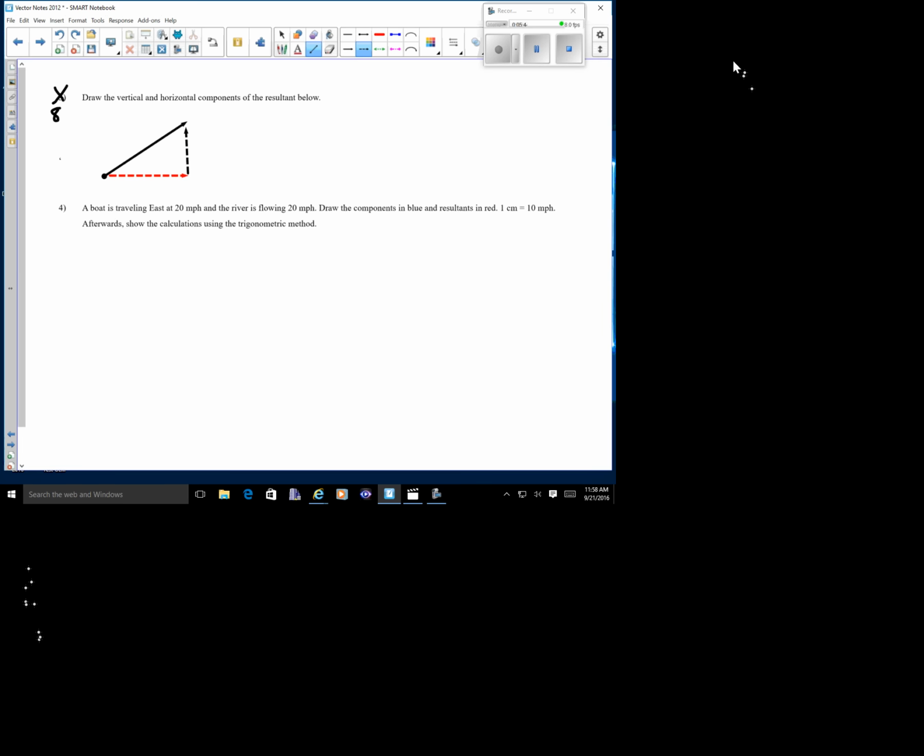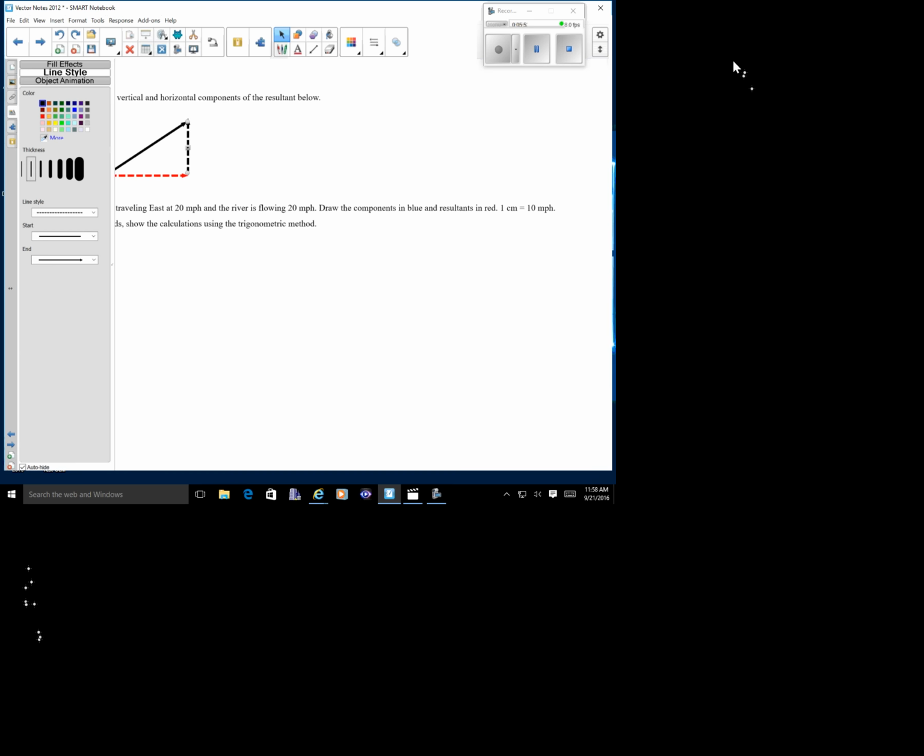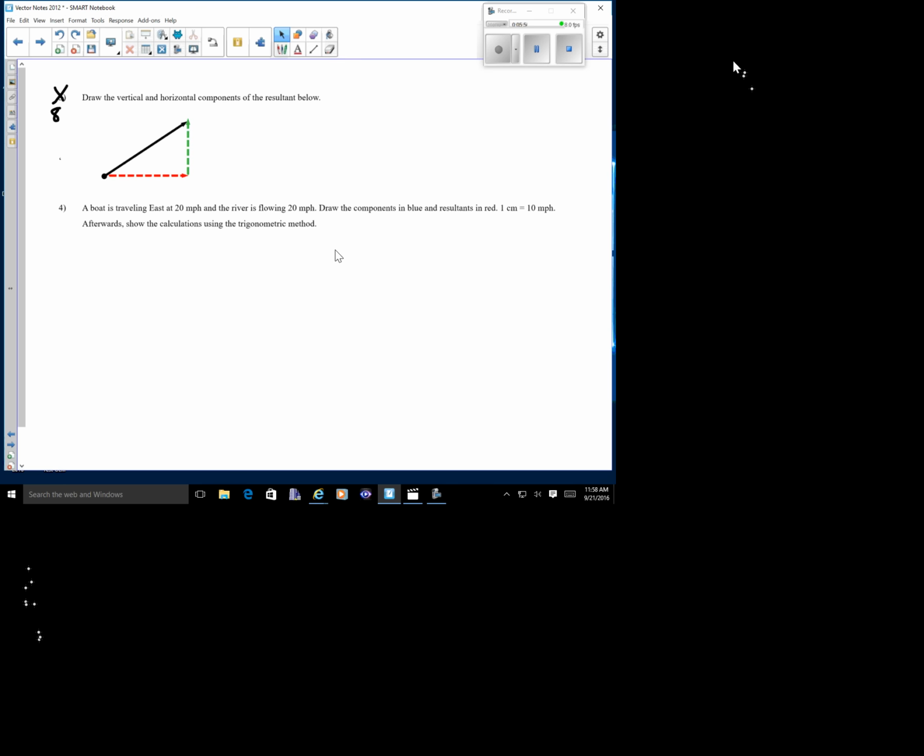Let's do number 4 now. Got a boat traveling east at 20 miles per hour, and the river's flowing, I forgot to put this in. Let's make the river flow south at 20 miles an hour because it's always going downhill, and south is downhill. So we're going to have the boat going east at 20 miles an hour. We're going to take our ruler here and draw the boat going 20 to the east, correct? And now I'm going to have the river going south at 20, so I need to turn my ruler over. If my river's flowing south, I now have to move my ruler over like this. I'm going to draw a line now going straight south.